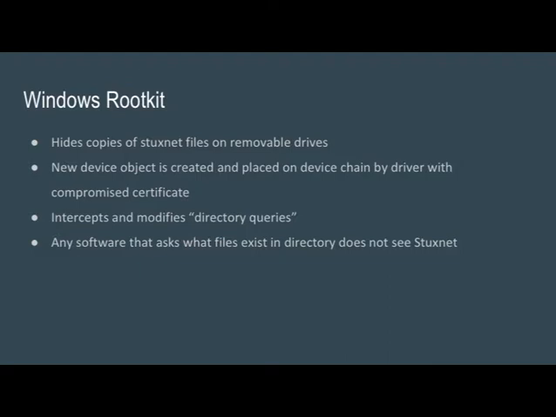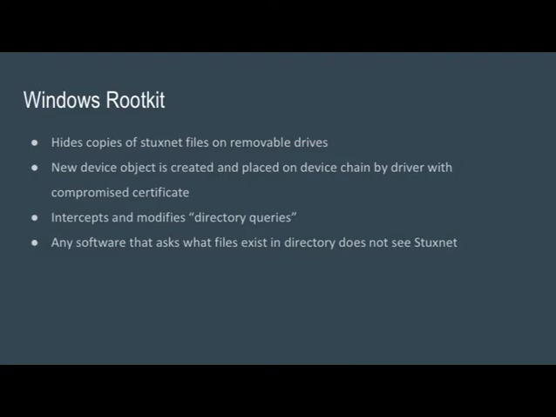So the Windows rootkit was also pretty interesting. This used the same compromised certificate to create a driver. And it basically created a new device in the Windows device chain. And what this did was it would intercept read requests going to the directory, to the file system. And it would see that there was a read request and modify the data going out to hide any file that matched certain parameters that made them a Stuxnet file. And this made it so that whenever you query a directory, you don't see the Stuxnet files in it.